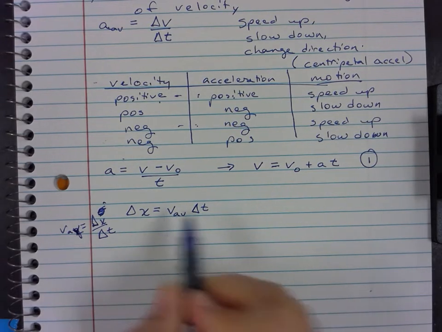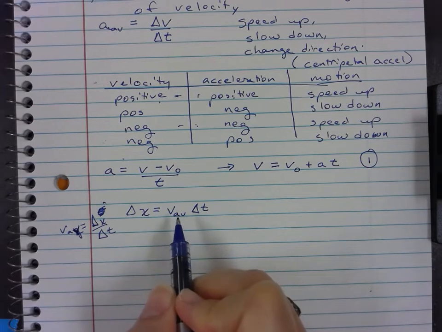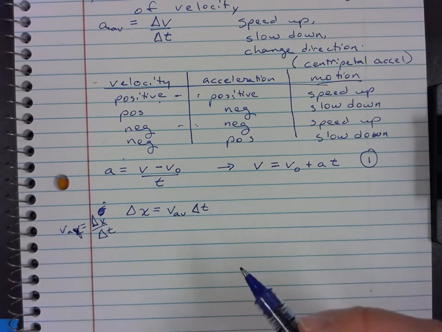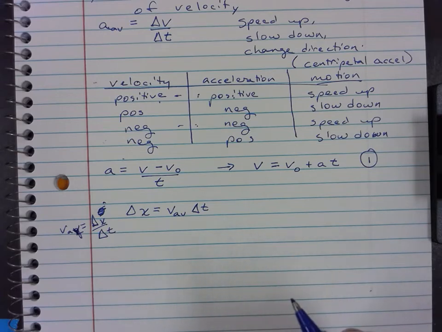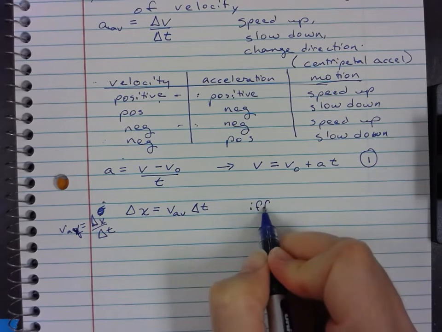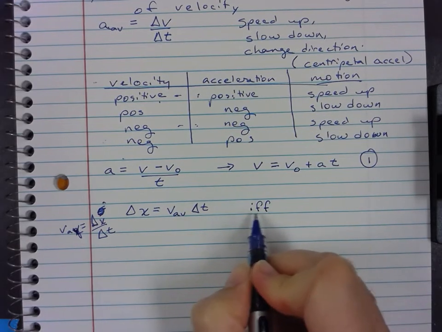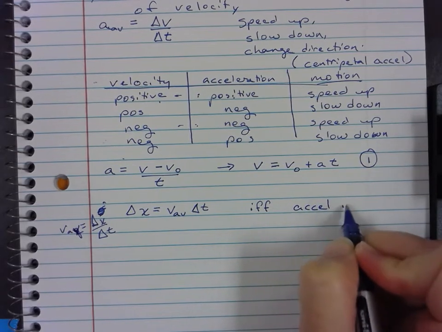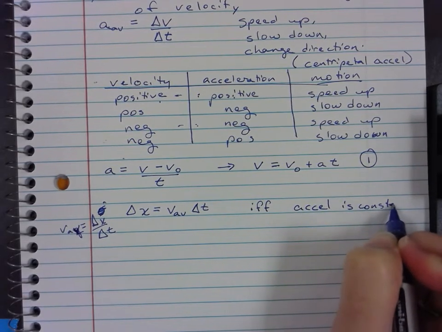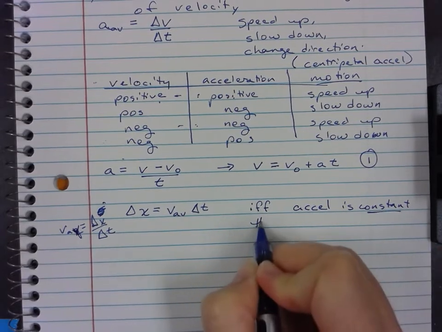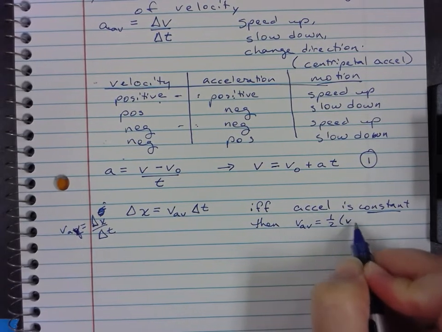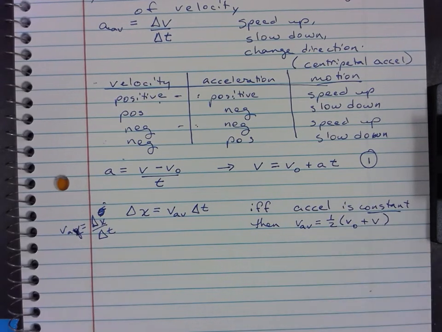Well, if you're speeding up, you don't have a single velocity. What we called it last year was the midpoint velocity. Midpoint halfway between the starting and the ending. If and only if, and I'm going to use this new term, IFF, if and only if your acceleration is constant, then your average velocity is equal to the mean of your two velocities.